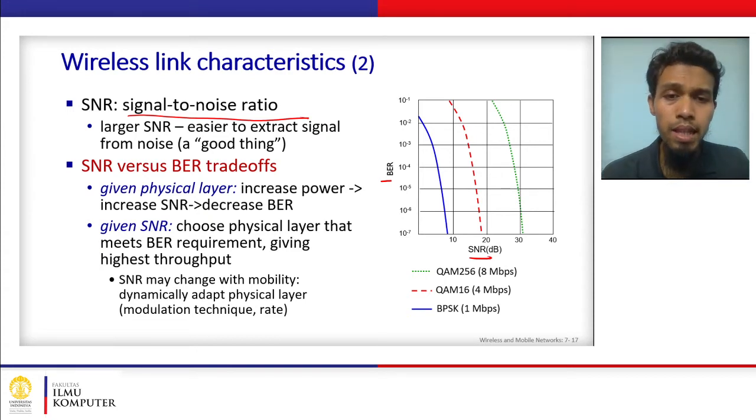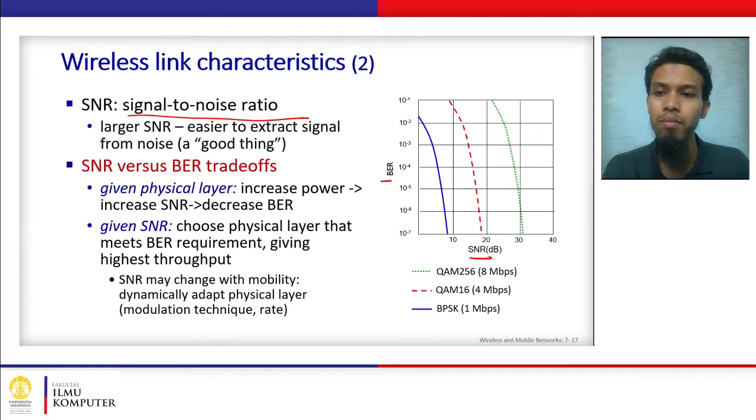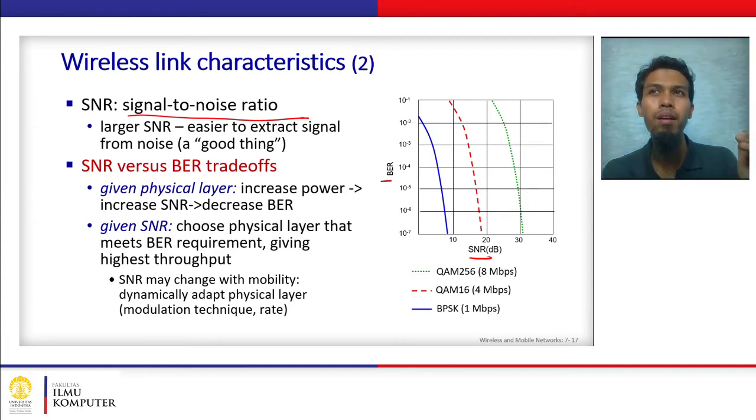Let's say, given the physical layer specifications, we can increase the power to increase the SNR. But sometimes there are regulations to limit the transmit power. So we cannot transmit above the allowed transmit power regulated in some countries.